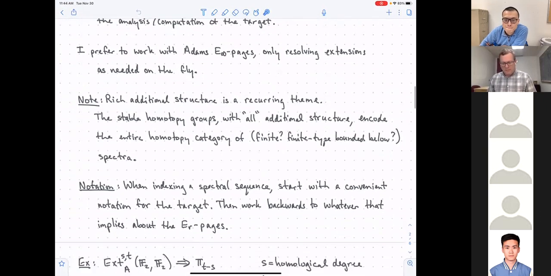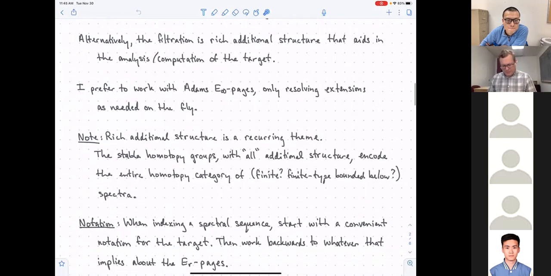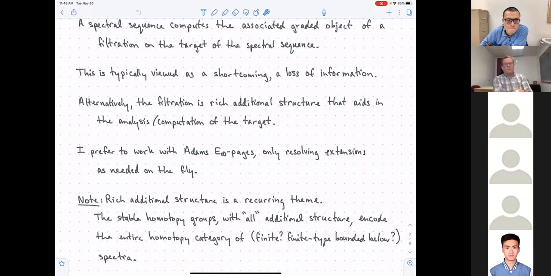Okay, so I was talking about rich additional structure, and the point is that if you consider the stable homotopy groups and you take all of its additional structure, and I put all in quotes because there's an important point here: we don't even know how to describe or name what all of the additional structure is. We know what some of the additional structure is, or what we're looking for. We don't even know what we're looking for when I say all additional structure. But if you take all of the additional structure, then what you have encoded is the entire homotopy category of spectra, or maybe you need finite or finite type down below or something. But you have basically encoded all spectra into just the stable homotopy groups with all structure.